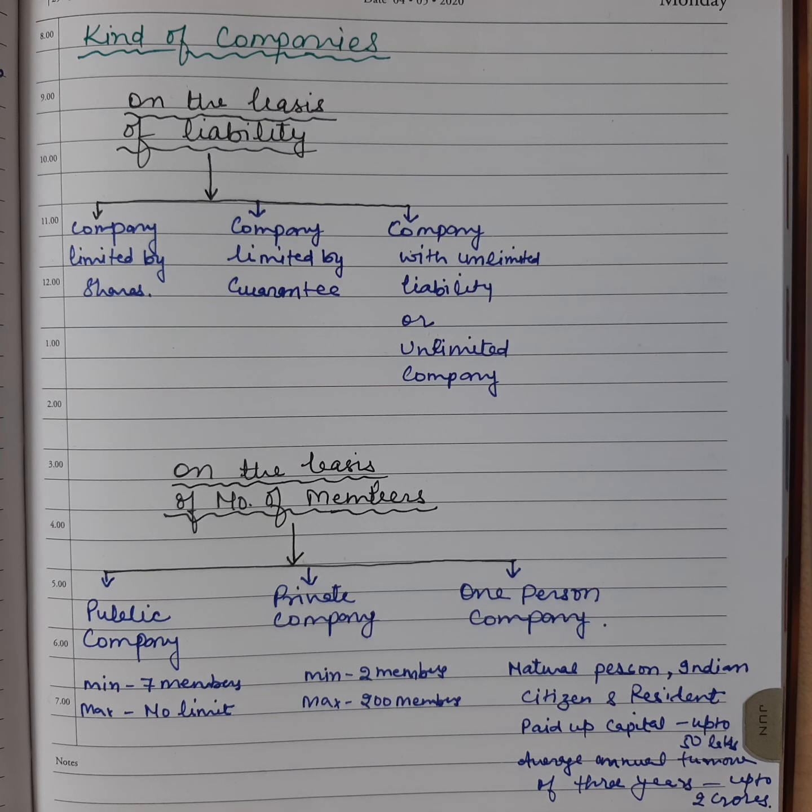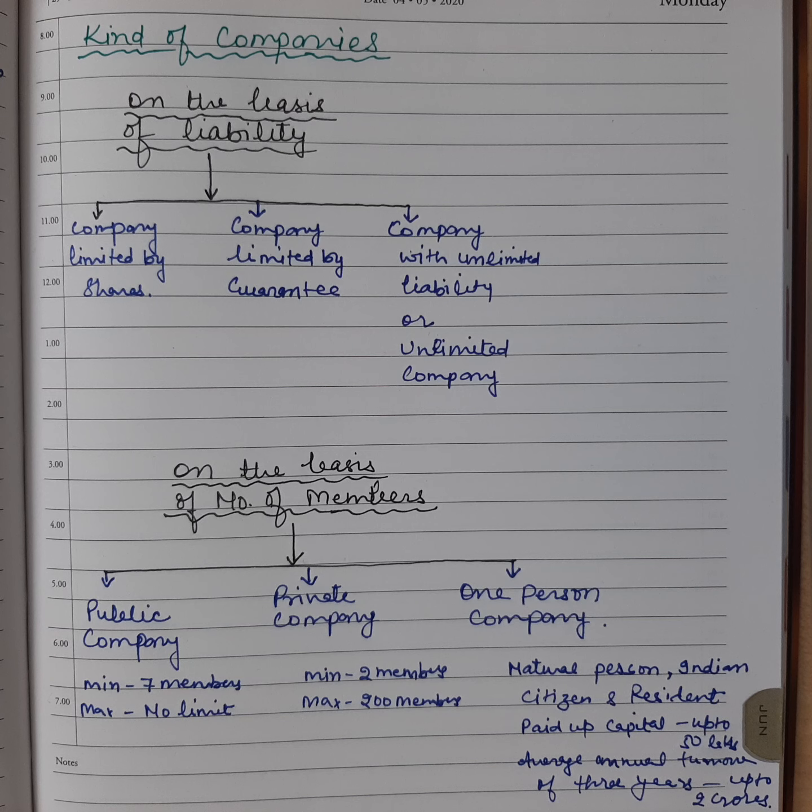These 200 members do not include employees or ex-employees. A one-person company is a company in which only one person is a member, but that one person should be a natural person. So a company cannot be the member of a one-person company, and that natural person should be an Indian citizen and resident. If an Indian citizen stays abroad and is not a resident in India, he cannot be the member of a one-person company.